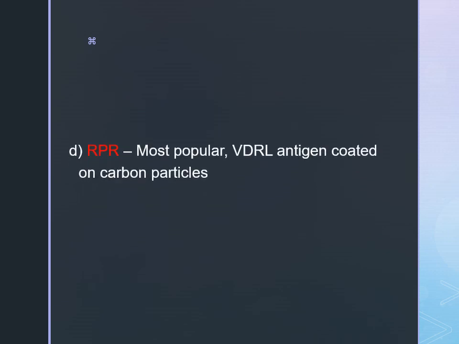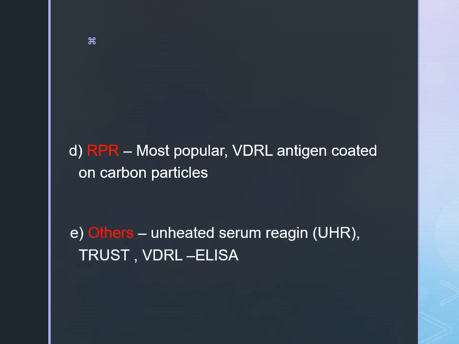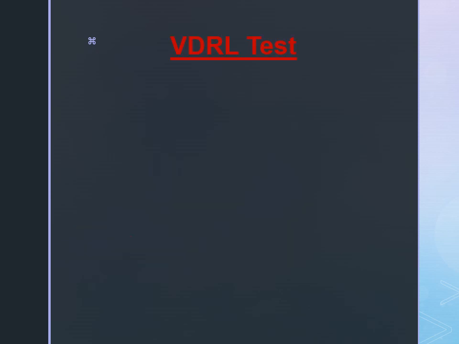And another is the RPR, that is the rapid plasma reagin test. It is also very popular. It is very similar to VDRL, but there are slight differences, which I will tell you later. And some others are there, TRUST, VDRL, ELISA. So in the standard test of syphilis, if it comes, you have to give most of the stress on the VDRL, and then second is the RPR.